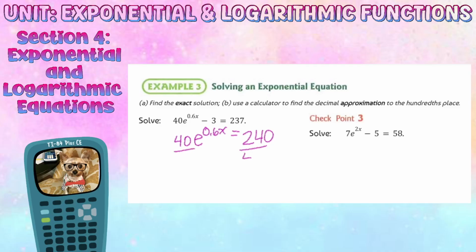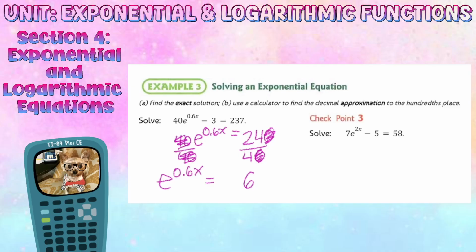Then I'm going to divide both sides by 40. Here, the 40 over 40 becomes 1. Here, I'm really getting rid of 10 on top and bottom. 24 over 4 is 6. So I have e to the 0.6x equals 6.